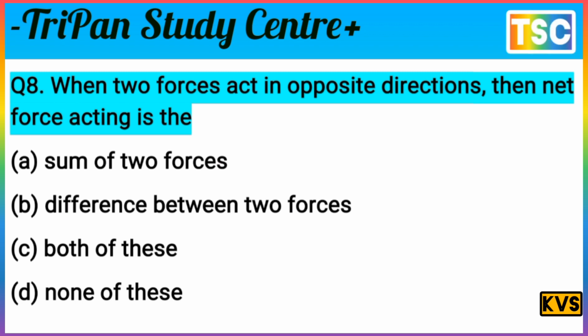Question here. When two forces act in opposite directions, their net force is: A. Sum of the two forces. B. Difference between the two forces. C. Both of these. And D. None of these. The question is clear.